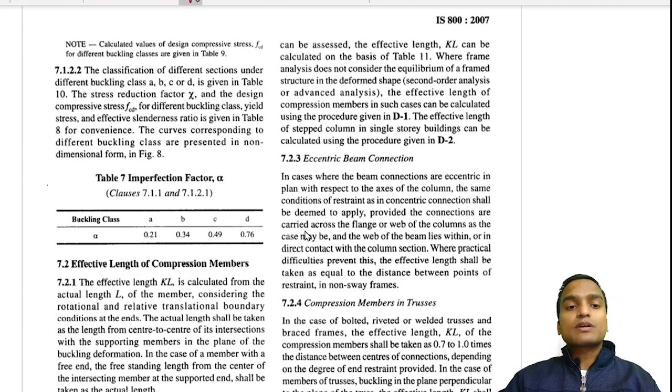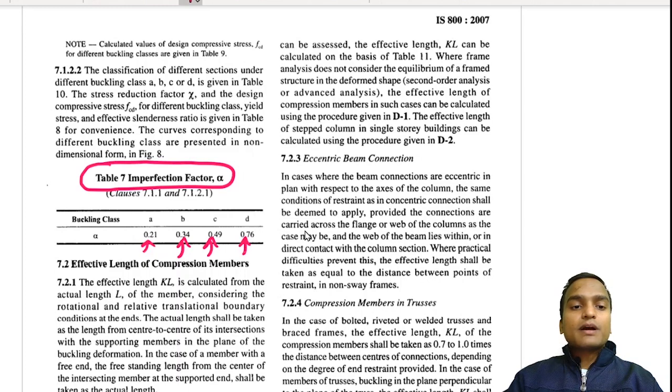Now this is all about the empirical approach, and here if you see, this is table 7 which I have been talking about most of the time. So here if you see, we have used different values of imperfection factor. These are the values of alpha, okay, for different buckling classes.